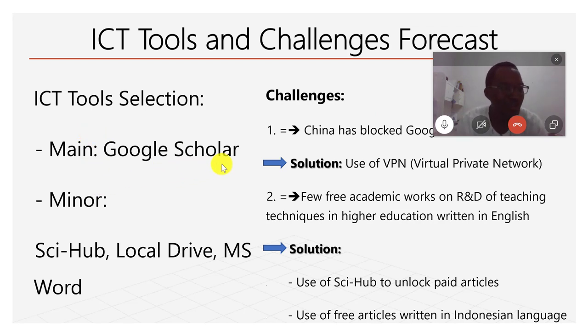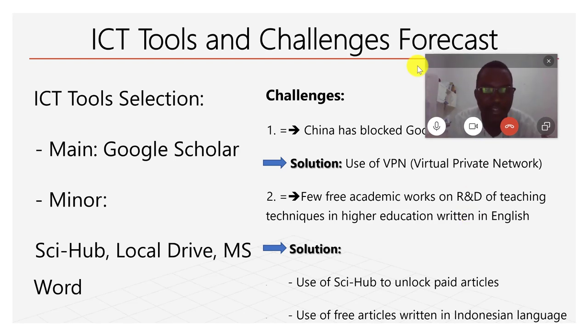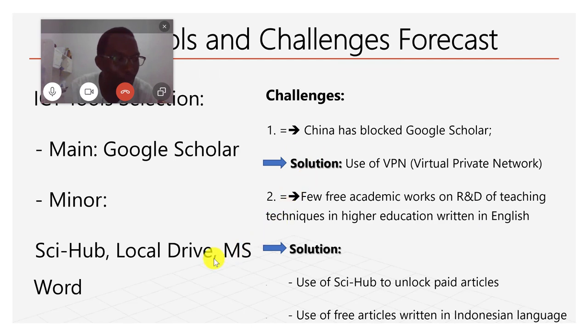With Google Scholar, I will be able to select relevant works, save them in my local drive, and write what I will be reading progressively in Microsoft Word, especially using the Okebukola matrix for summarizing research reviews. The second ICT tool that I will be using is a tool that we call C-Hub.